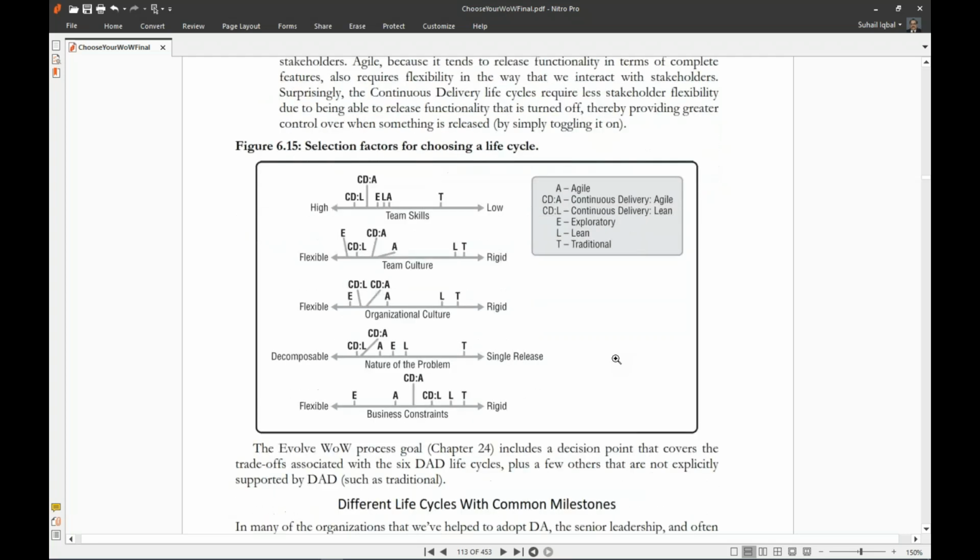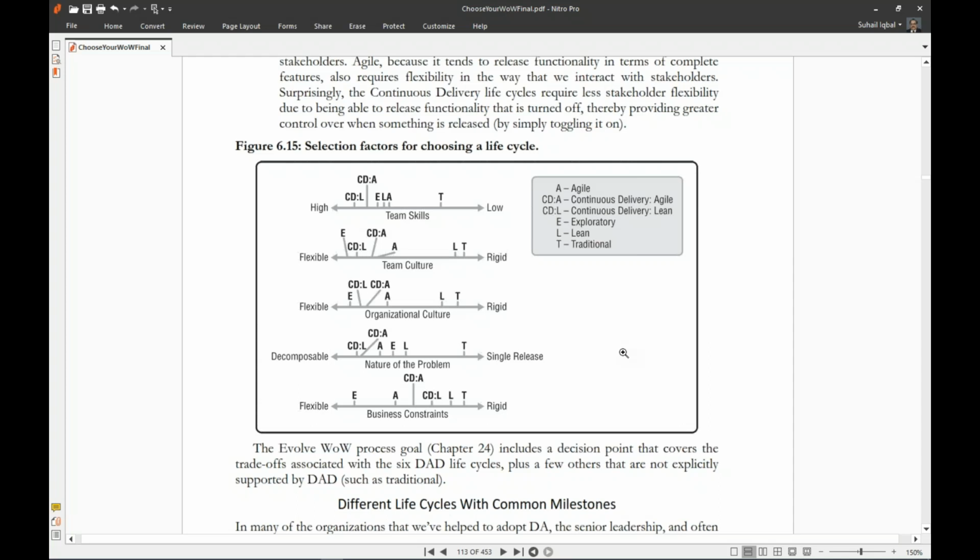Figure 6.15 shows the selection factors for choosing a life cycle. So generally there is a key provided. A stands for Agile, CDA stands for Continuous Delivery Agile, and CDL is Continuous Delivery Lean, E for Exploratory, L for Lean, and T for Traditional. So from the team skills point of view, if the team skill is low, we can go for traditional, and as it increases, we move towards agile, lean, exploratory, continuous delivery agile, and continuous delivery lean.